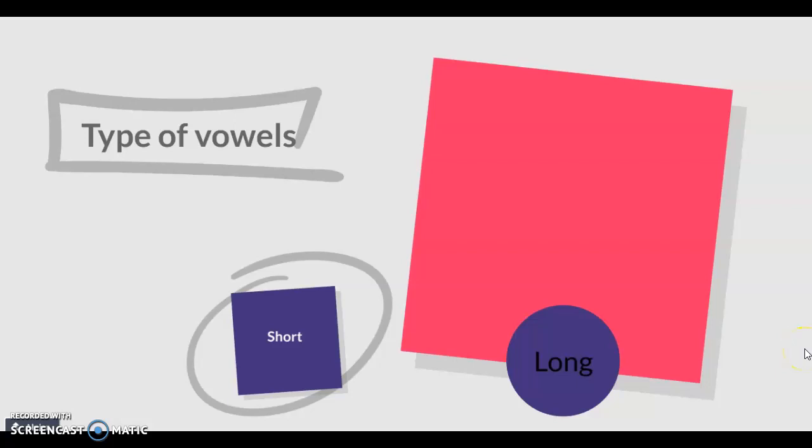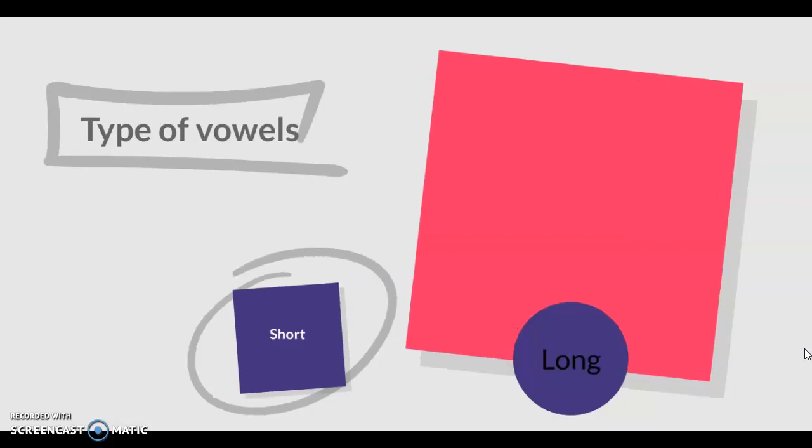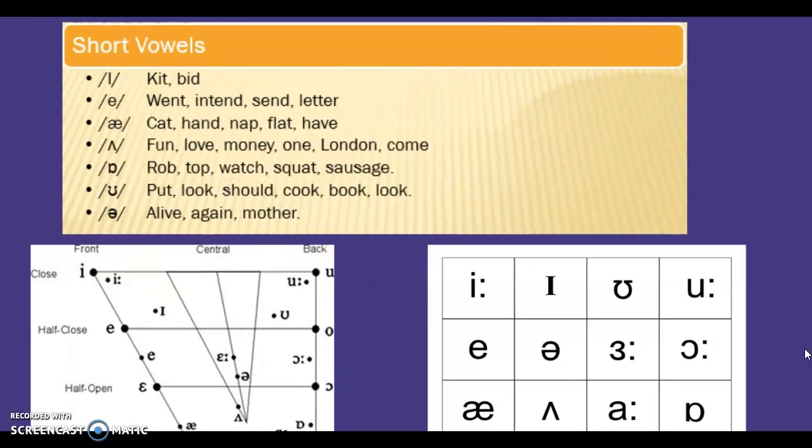Okay, let's go with the different types of vowels. You have already noticed that we have a difference between short and long vowels, and the difference is related to the way in which they are pronounced. Again, the position of the tongue and the tongue movement is also important. So let's go to the short ones.